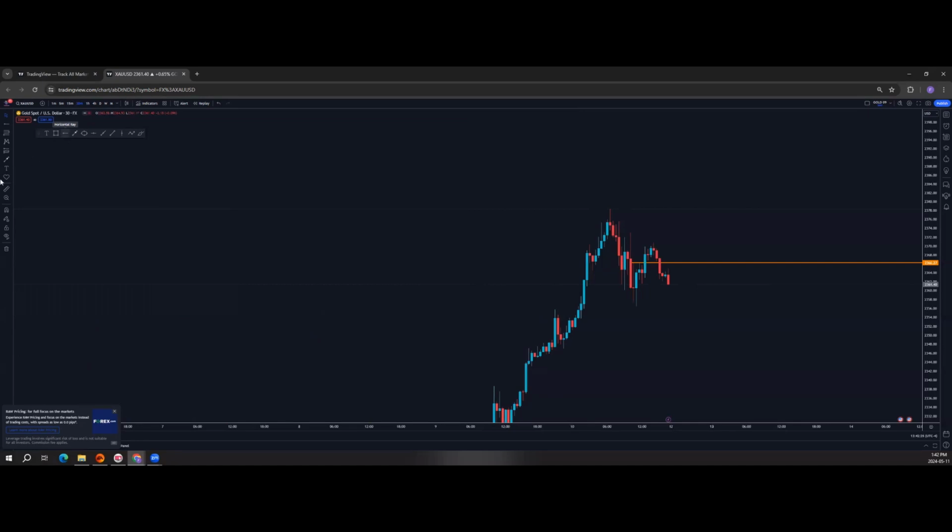Yes, a 65 pip trade is a good trade for gold. So your stop loss, where was your stop loss? Above the wick, yeah. So your target? I was letting it run. This is why it's important to draw your support and resistance zone, right? For me, where I would have come out, my target would have been this wick right here.